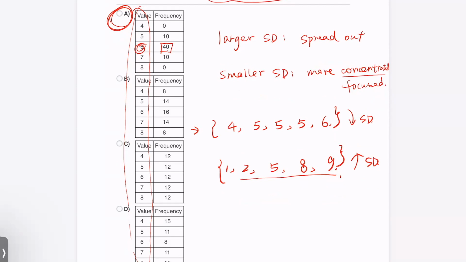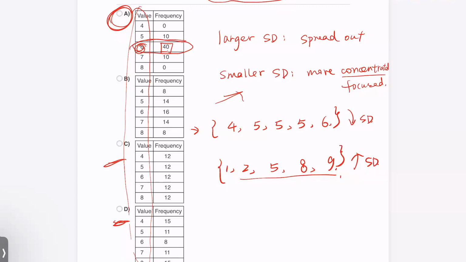Okay, guys, which one has the largest SD among B, C, and D? Largest spread, out of these two. Oh wait, never mind. It's value and frequency. I chose C or D, and I'm wrong, because they're asking you for the smallest SD. It's A. Smallest means it's more concentrated. So for this one, the answer is A.